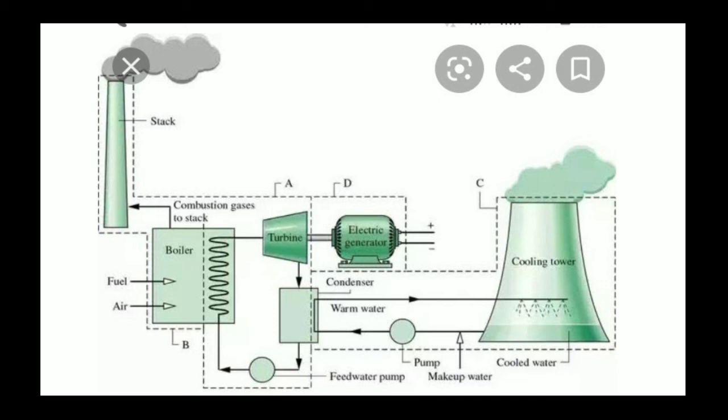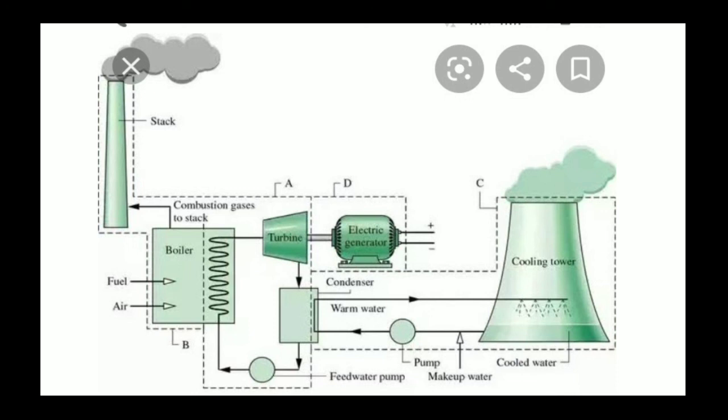Now if you want to boil the water, then you need some fuel. This fuel can be coal, or it can be nuclear energy like uranium or plutonium, or it can be solar. Solar you will study later, but you need some fuel to burn to boil the water in the boiler. Then the steam will be formed and passed on to the turbine. The turbine will move and generate electricity. Later this warm water is sent to the cooling tower to cool down.